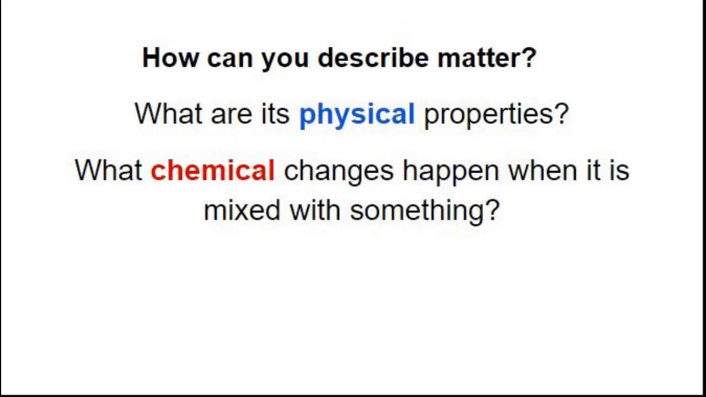If you're a scientist and you're thinking about matter, well, you need to know how you can describe that matter. The first thing you can do to describe matter is to describe what are its physical properties. Another thing you can do is to describe what chemical changes happen when that matter is mixed with something else.